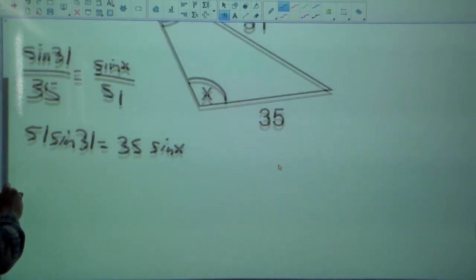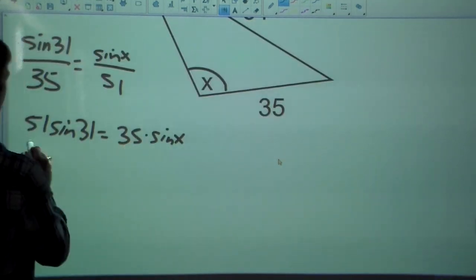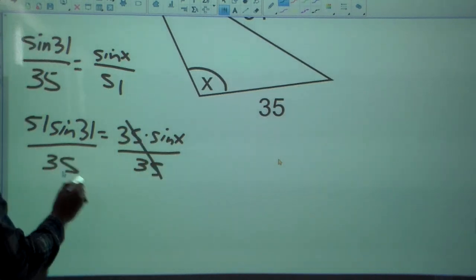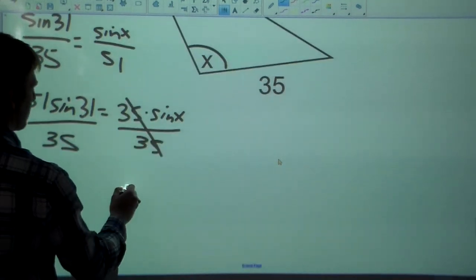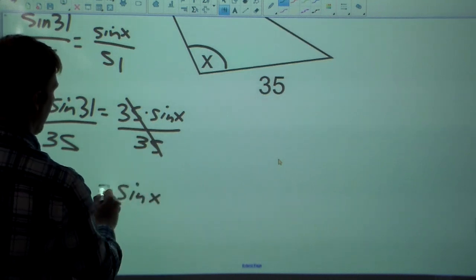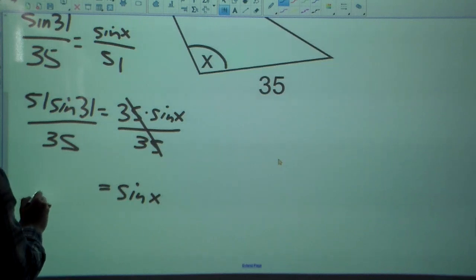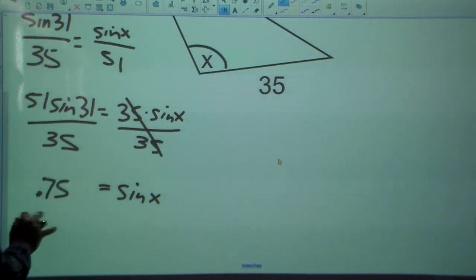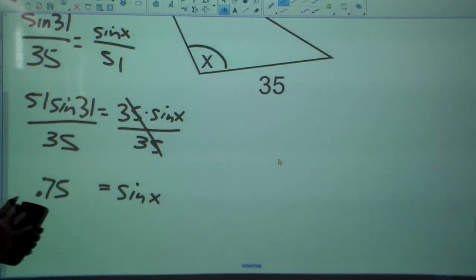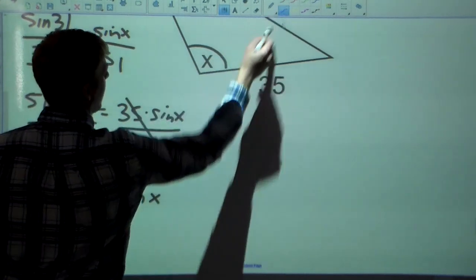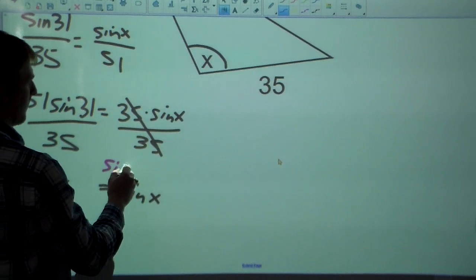It's going to be a little bit more complicated to get to the end now. We're going to divide by 35. We're trying to get x by itself. But there will be an extra step along the way. So sine of x, if I divide all this stuff out, is equal to 0.75 and some other stuff. So what I'm going to do is leave all those decimals in the calculator. And to get x by itself, I have to do the inverse sine.